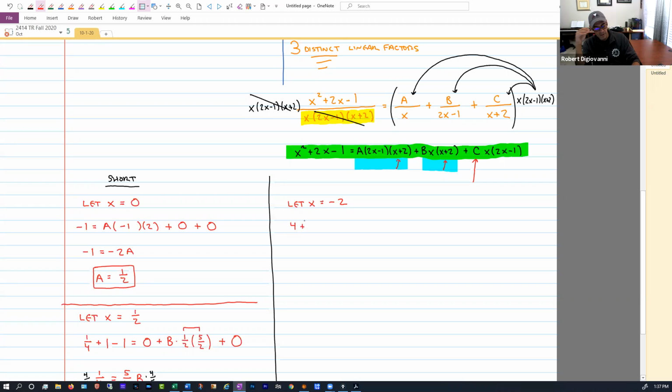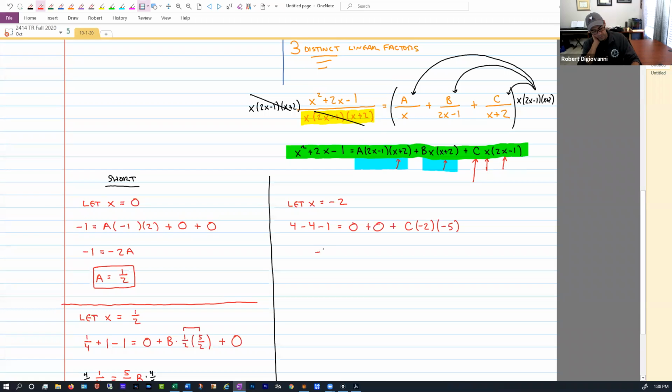Plus, actually, is that gonna be plus? What's it gonna be? Minus, no? -4, and then -1 equals, okay, I know that the first part goes away. I know that the second part goes away. So I have nothing there, I have nothing there, and then here I have C. I'm plugging in -2 for X, and then I get a -5 there. So just be careful, you're plugging in -2 here, -2 there.